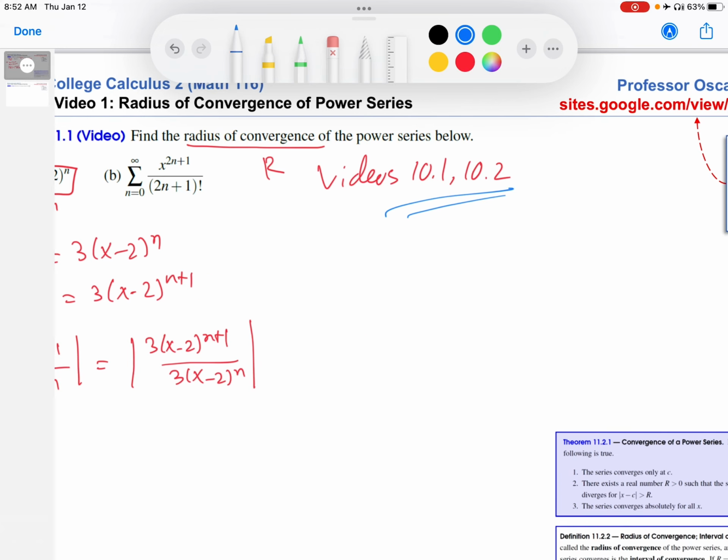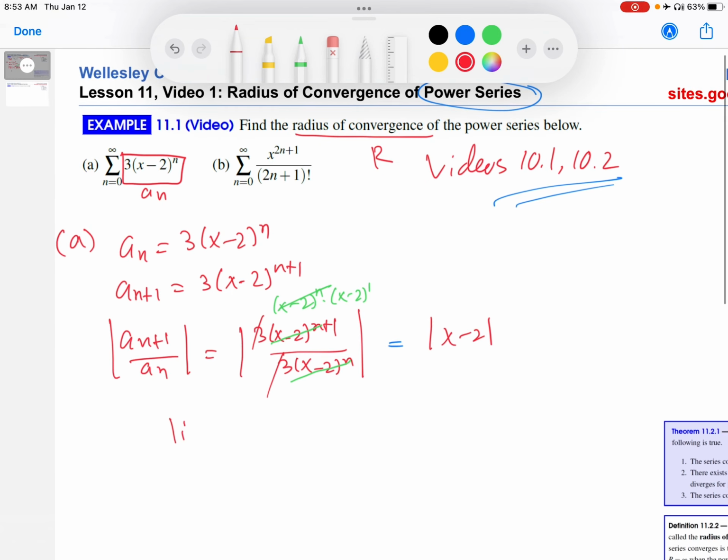In many of the examples in these videos, when we used the ratio test, we ended up not needing the absolute values because all the terms in the series were positive. When you're doing convergence of power series using the ratio test, definitely leave in the absolute values. It's really important. You'll see why in a minute. So if I keep going here, the 3's cancel. This x minus 2 to the n cancels with one of the x minus 2 to the n's. Here, this is x minus 2 to the n times x minus 2 to the first. Cancels with that one. So I'm left with absolute value of x minus 2.